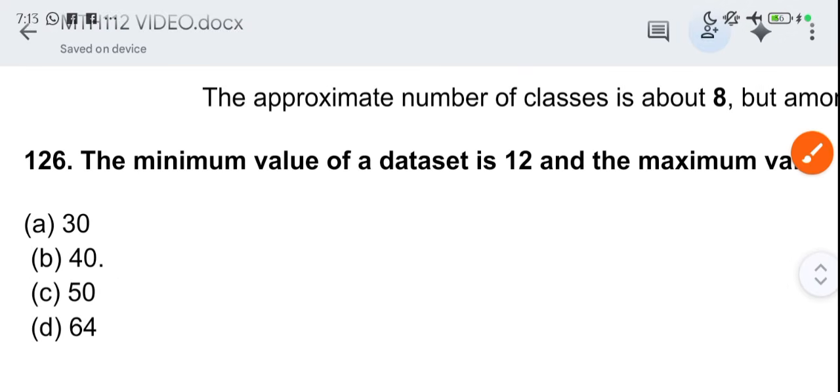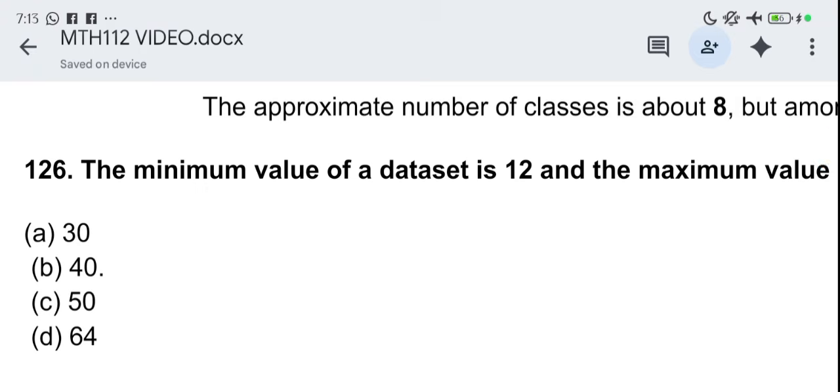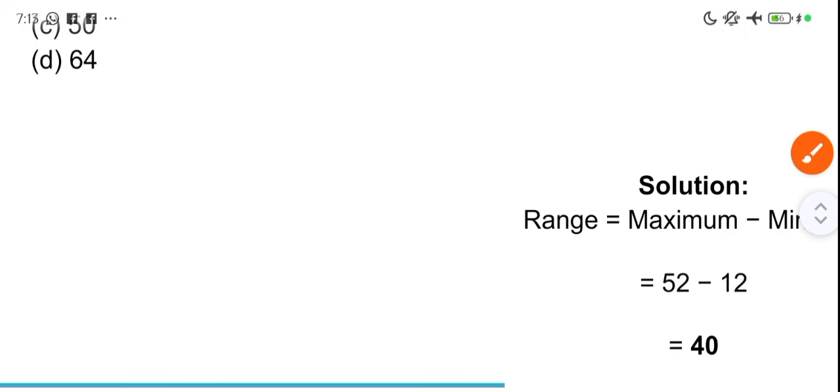Alright. So moving on, the minimum value of the data set is 12 and the maximum is 52. What is the range? This one is very, very simple. You have 40 as the answer. No time to waste. 1 to 7 is 6.